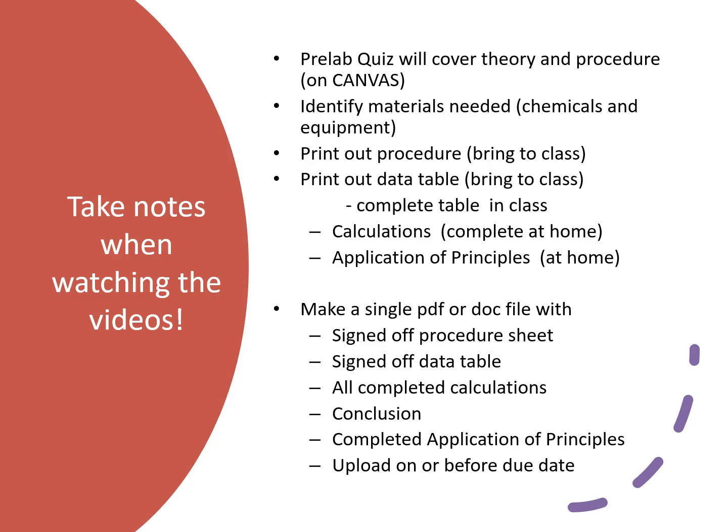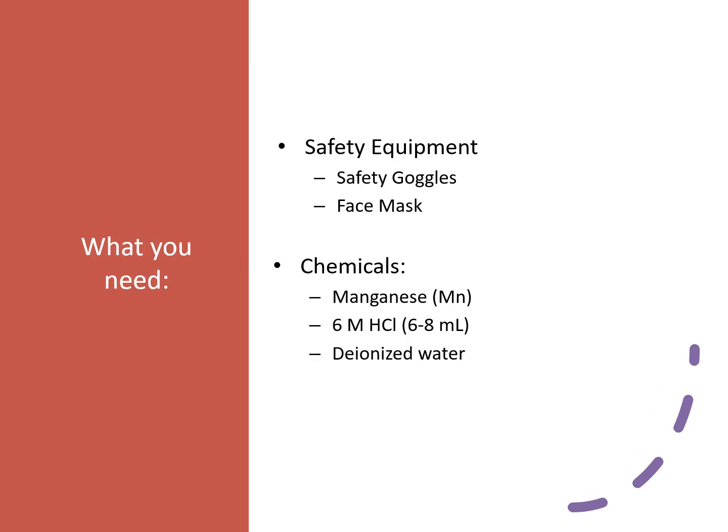When you're done with the lab, make sure you put them together into a single ordered file, either PDF or document file, and include your signed off procedure sheet, signed off data table. So these will be signed off by your instructor the day that you finish the experiment on your way out, to make sure that you have all the information you need. Do all your calculations and show your work, the conclusion, application of principles, and all of that will be in a single file that you're going to upload on or before the due date in Canvas.